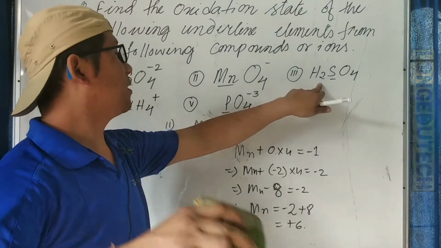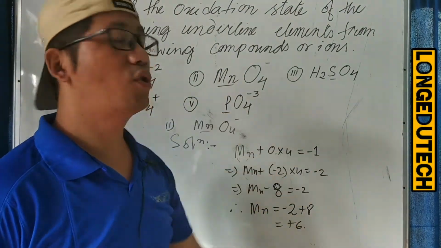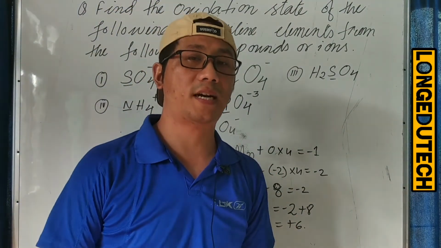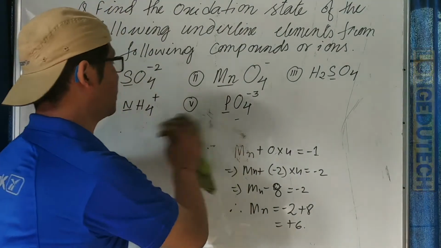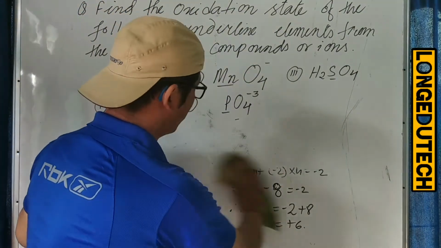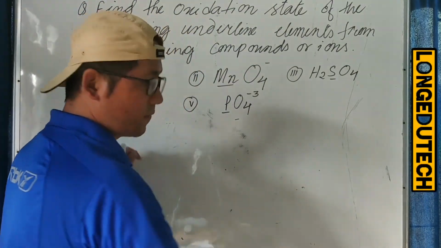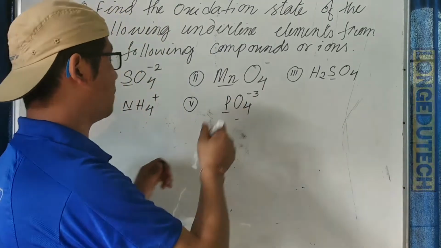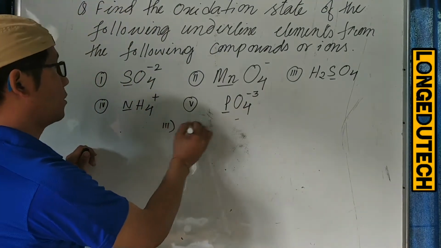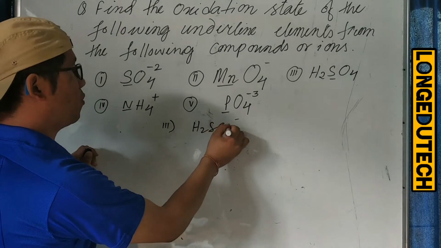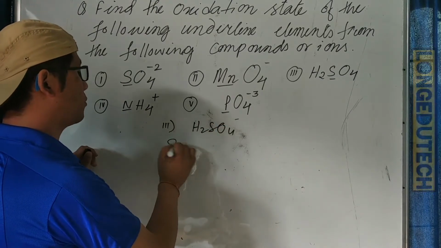Let us see for this. This is a neutral compound, that is H2SO4, which doesn't have any charged ions here. So for this, what we have to find out? We are going to find out the oxidation state of sulfur. So H2SO4. Here, what we have to do?